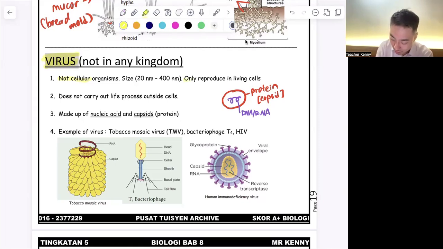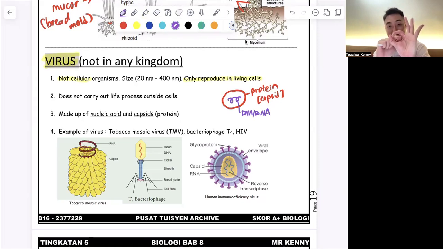So they only reproduce in living cells. It's not like other organisms that need to find a partner and all. If they find a cell that is living, how do they reproduce? Their protein enters here. They inject their DNA into the living thing, enter the nucleus of a cell, and mind control the cell.